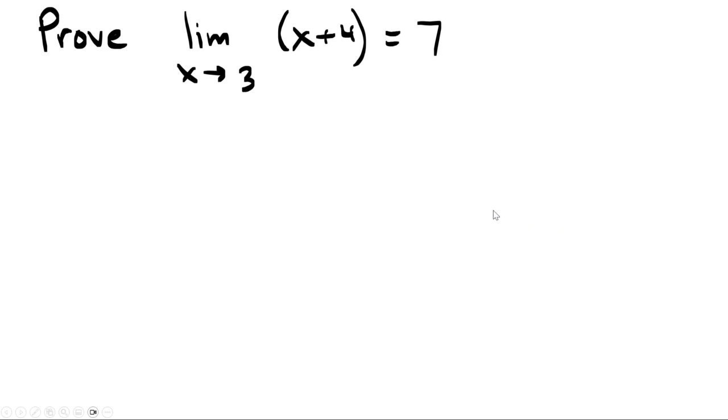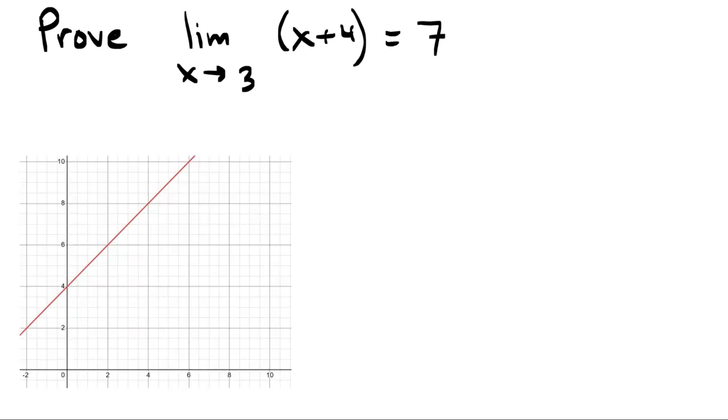Let's do a graphic first of x plus 4. The graph of x plus 4 looks like this. My little 3 point is right here. That's 7, and that's 3. Exactly how I wanted it. And I'm going to pick my epsilon now. I'm going to pick an easy one so we can work with it. So epsilon is 1. That means I want to contain the 7 between 8 and 6.